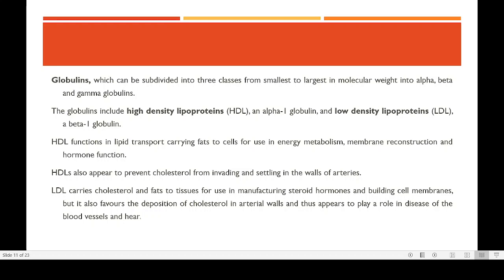Though both LDL and HDL are proteins, they are actually carrier proteins. LDL is carrying cholesterol, HDL is also carrying cholesterol. But LDL protein can deposit that cholesterol on the inner wall of the artery, whereas HDL protein can prevent that formation. So these are the two main differences between HDL and LDL.